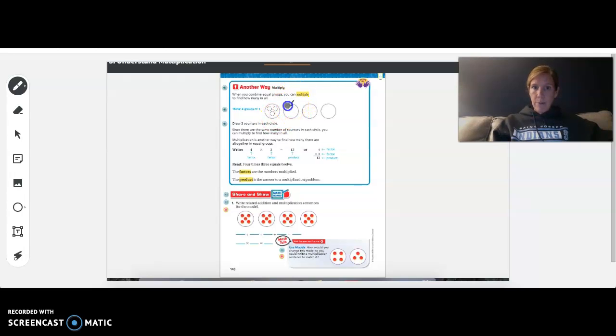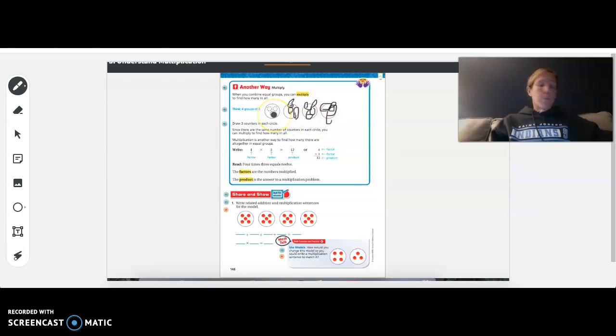Now you need to draw your apples back in here, but I don't know that I could draw that small in mine. So you're going to draw 3 apples in each one. 1, 2, 3. Uh-oh. Draw 3 apples in each one. My apples are not looking good. You could do some nice looking apples.